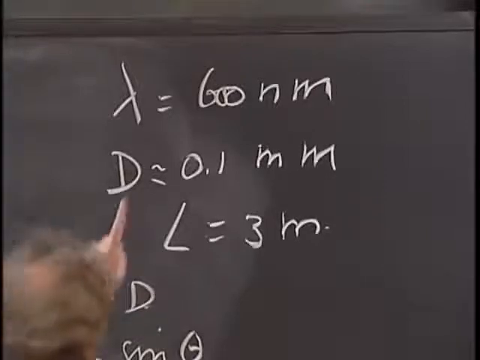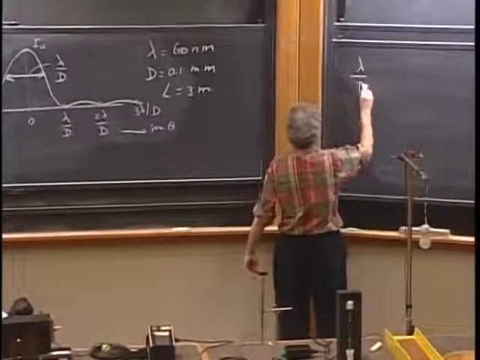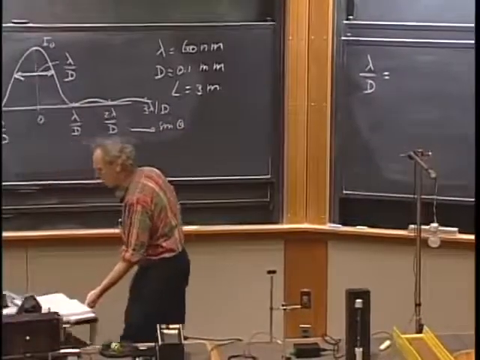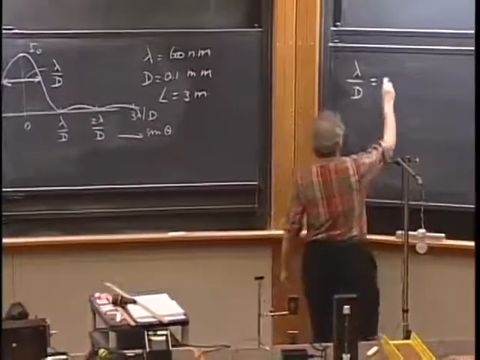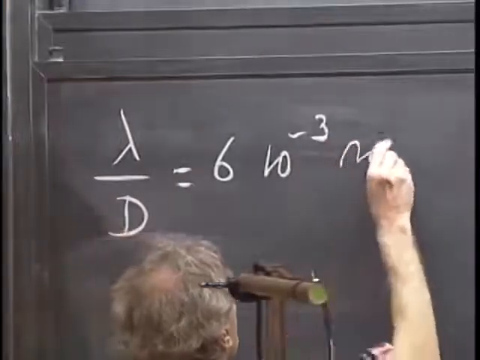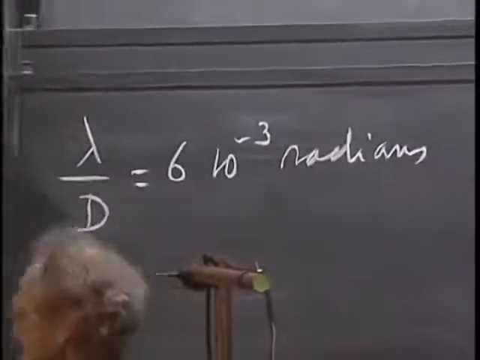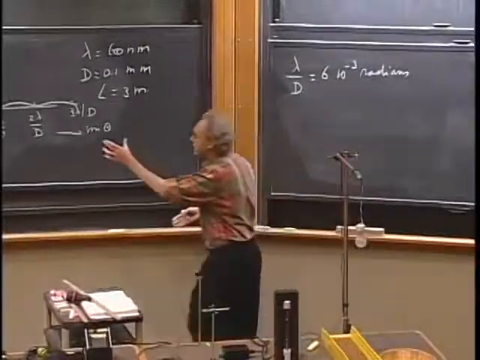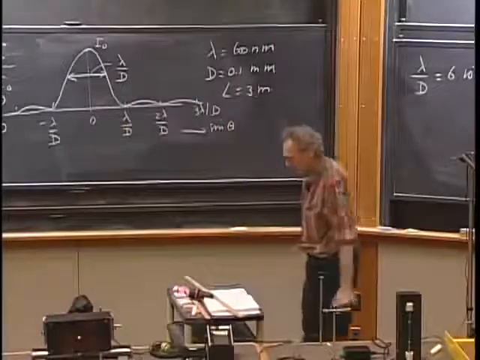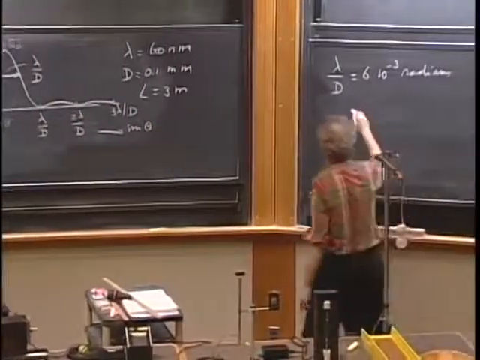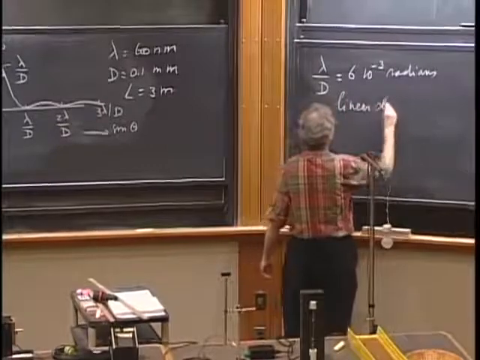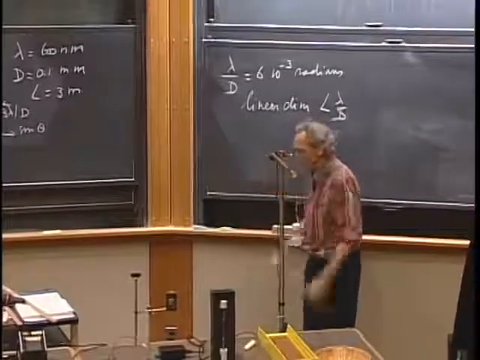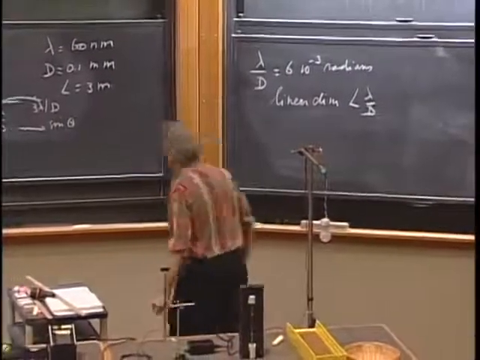So we can calculate now what lambda divided by D is. That would give you the angle in radians. That is 6 times 10 to the minus 3 radians. Sine theta is very close to theta. And so now you can calculate the linear size of this central maximum, as I'm going to show you on the screen. That linear size is L times lambda over D. So that's how wide that central maximum will be. And that in this case will then be about 2 centimeters.